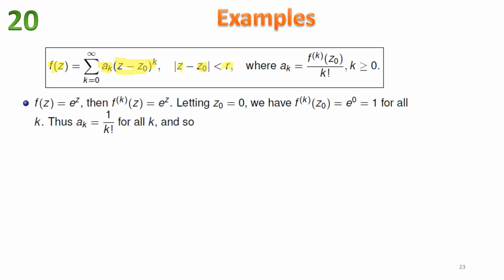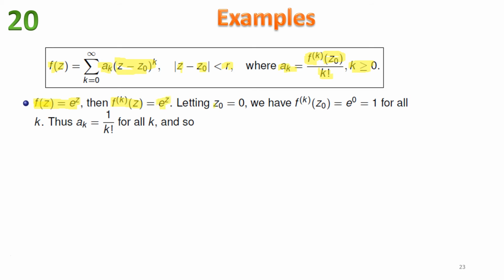And here, according to what we have discussed in the previous slide, the coefficients a_k are the kth derivative of the function at the center of the disk z0 divided by k factorial, provided k is greater than or equal to 0. Now let us deal with a simple example wherein f of z is equal to e to the z. This is a very simple function. Its derivative is the same function, and if you would like to find the kth derivative of this function, it will again be the same e to the z.